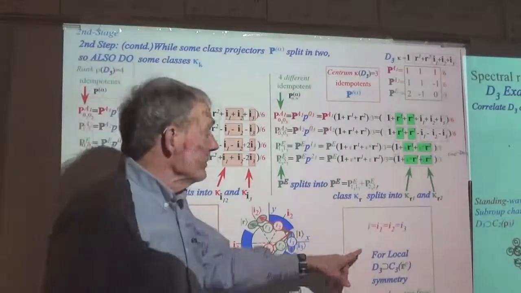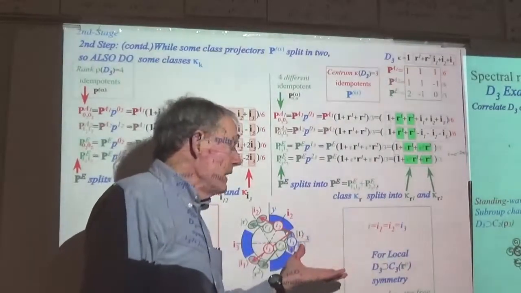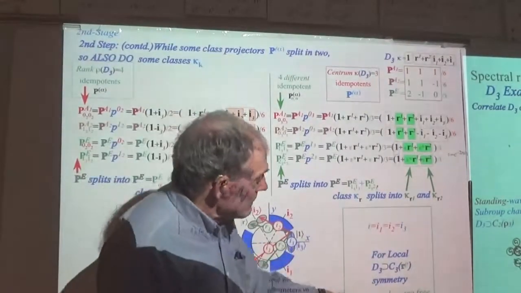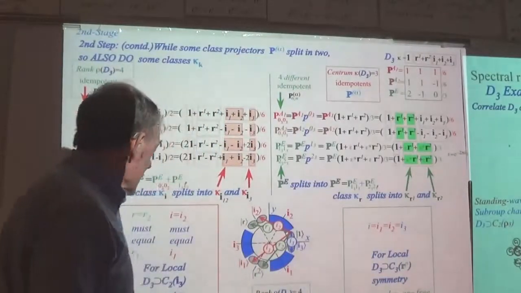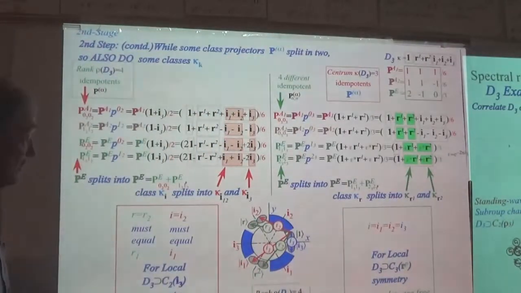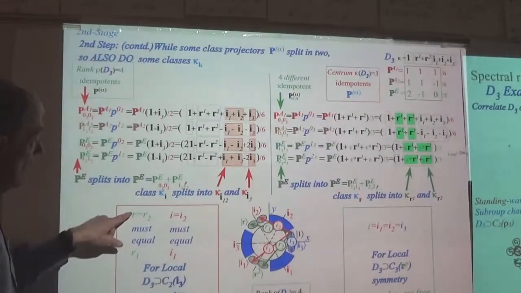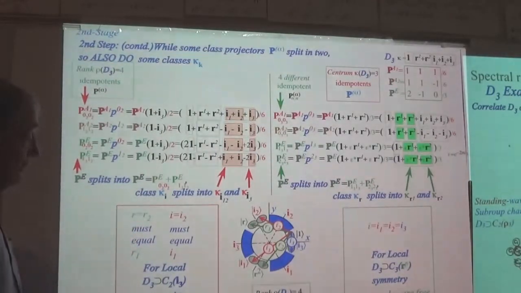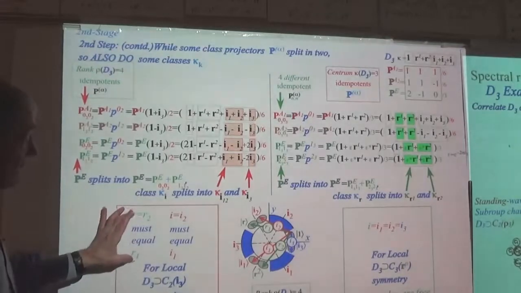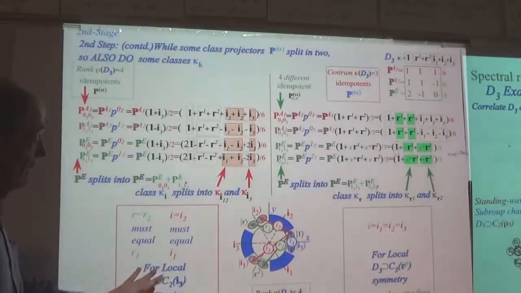So our local symmetry, C3, is going to have 4 parameters. R1 and R2 are free. Over here, I3 is a free parameter. I1 and I2 are dependent on each other. So are R1 and R2. Okay? They're going to have to be equal if you want to play this game right here.